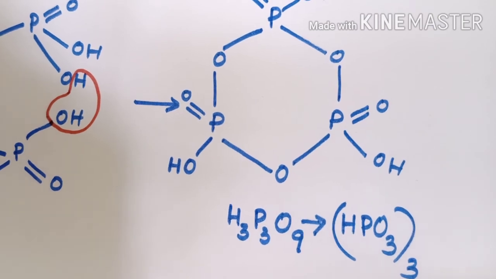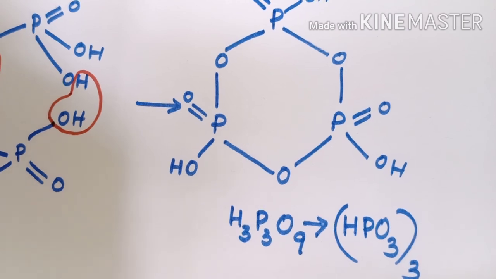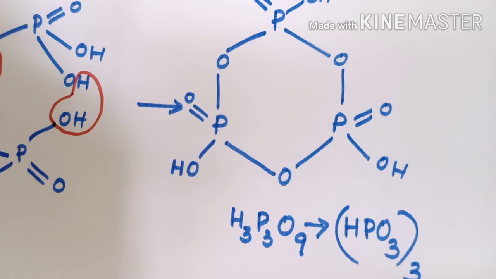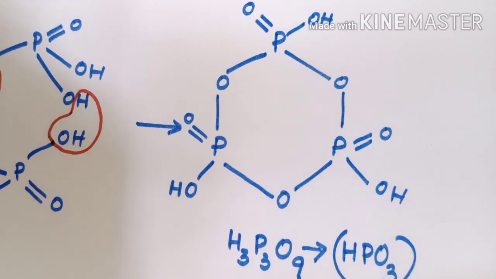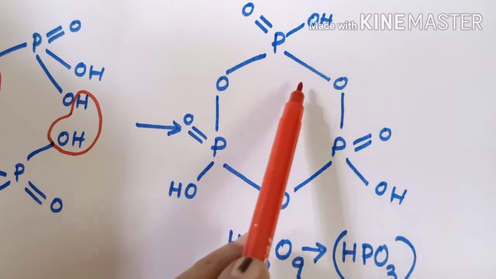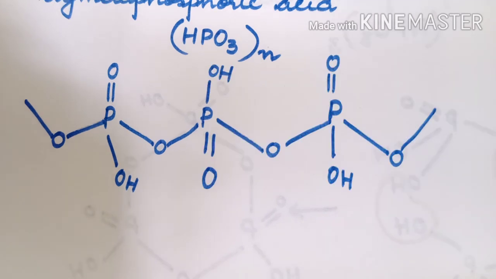From this, we can prepare the polymetaphosphoric acid. On heating the compound, the ring breaks and we get a linear chain of polymetaphosphoric acid. Suppose that the molecule is broken from here, we'll have a linear chain in which the P double bond O will be arranged alternately. The repeating unit of the molecule has the formula HPO3 n times.